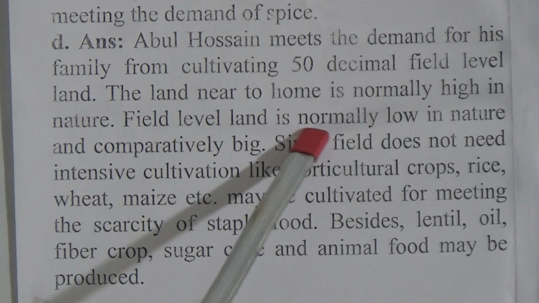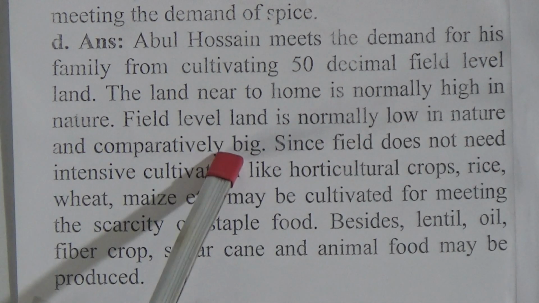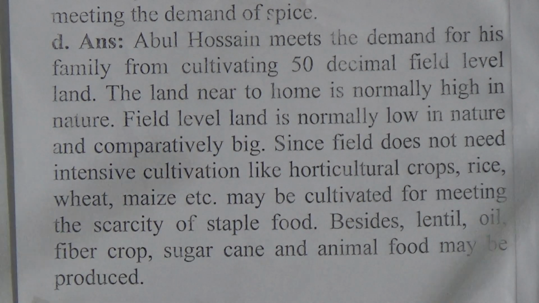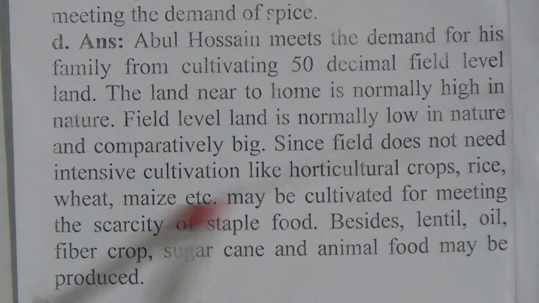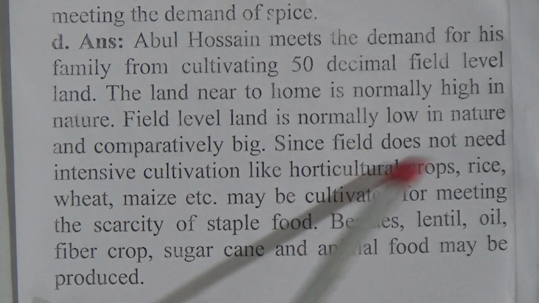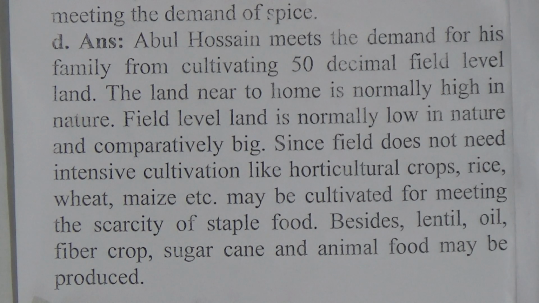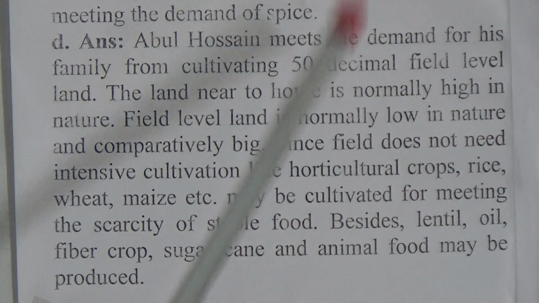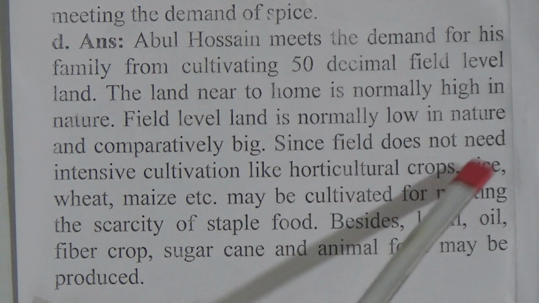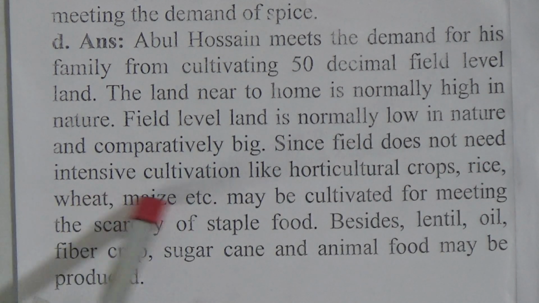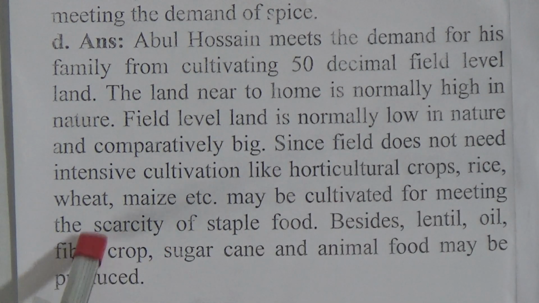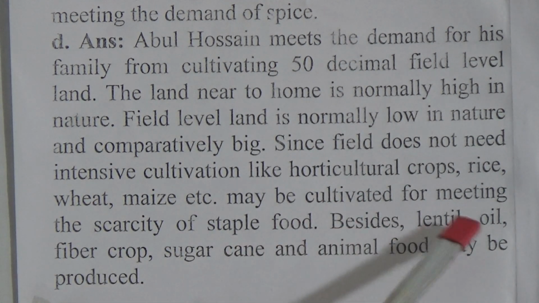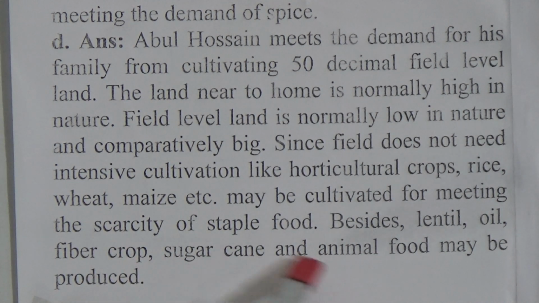Field level land is normally low in nature and comparatively big. That means field level land is normally big since field crops do not need intensive cultivation like horticulture crops. On the other hand, horticulture crops need intensive cultivation. Rice, wheat, maize, etc. may be cultivated for meeting the scarcity of staple food. Besides, lentil, oil, fiber crops, sugarcane and animal food may be produced.